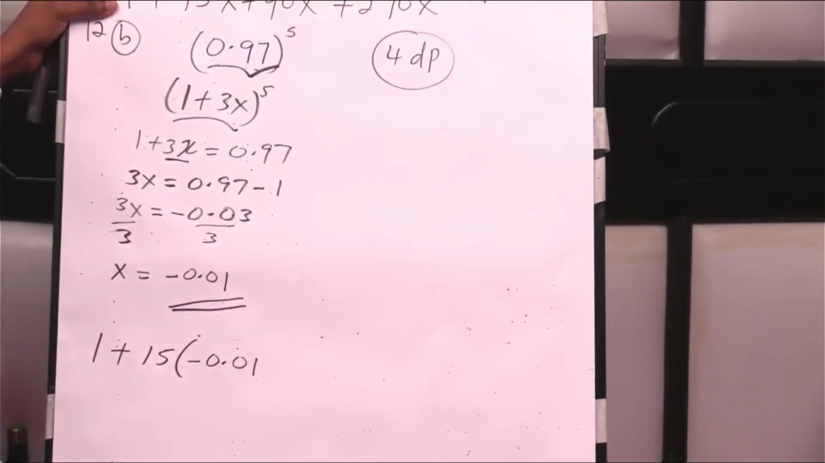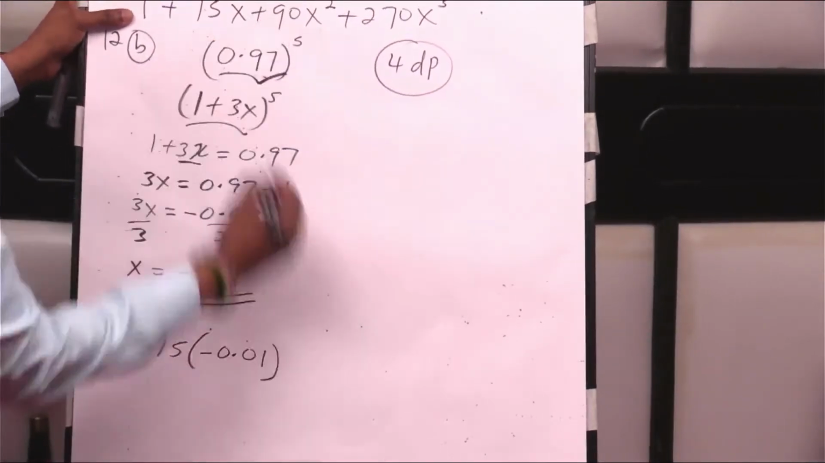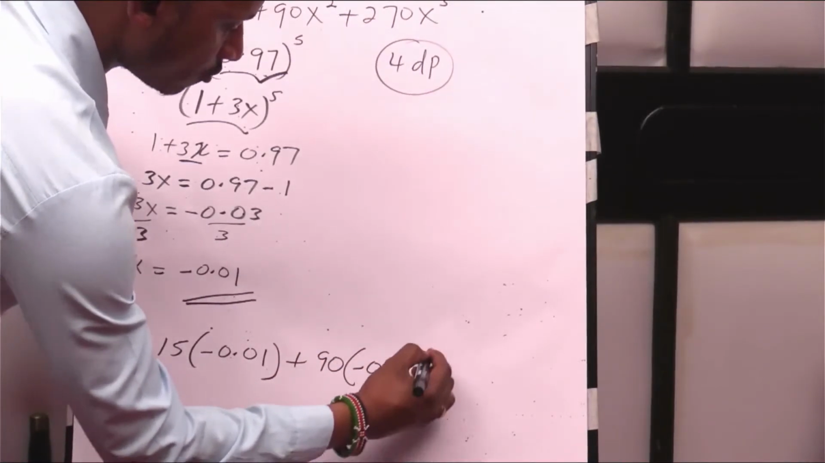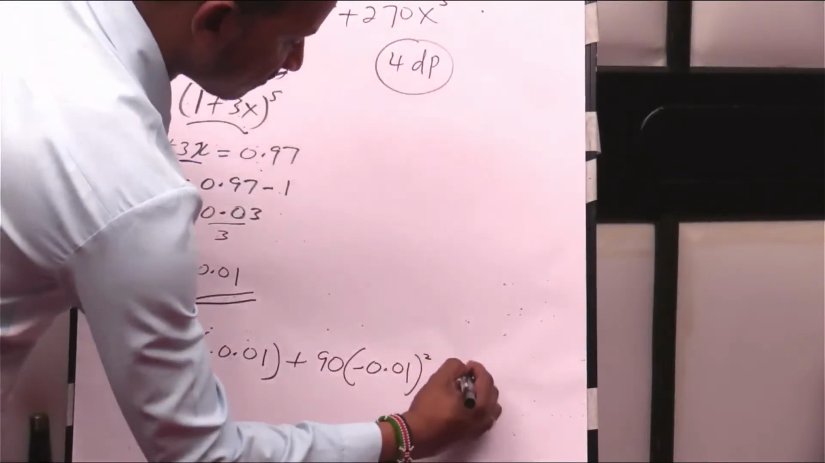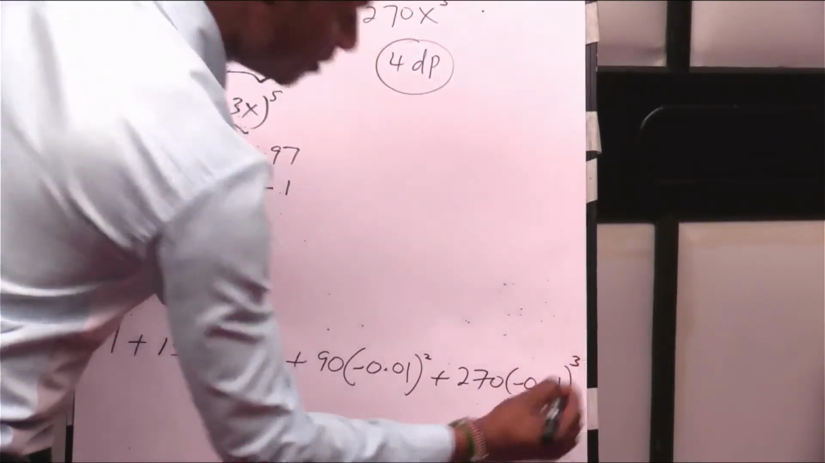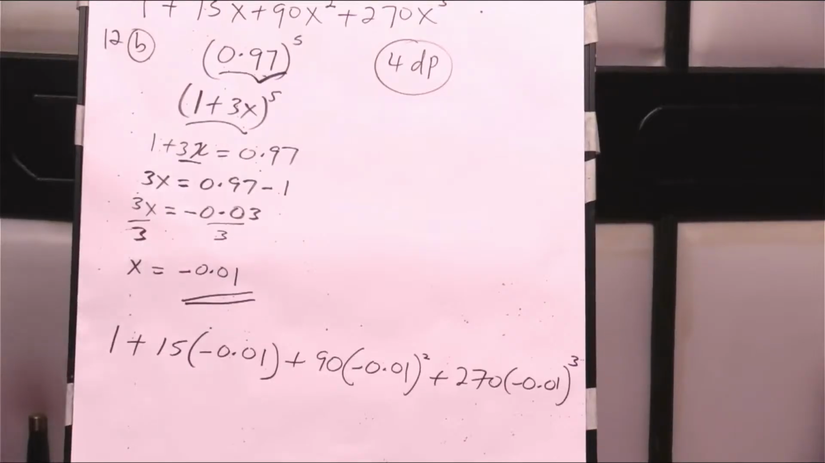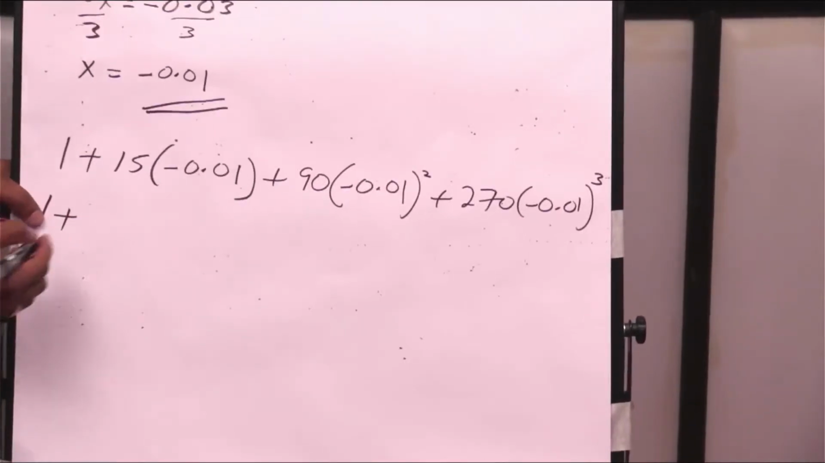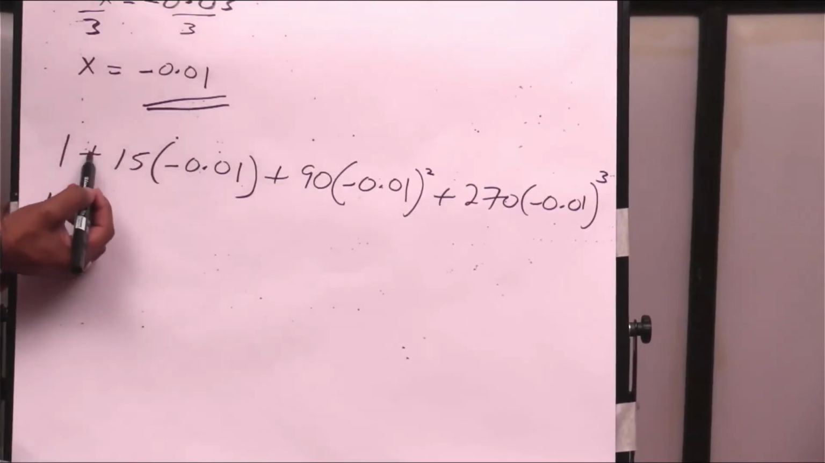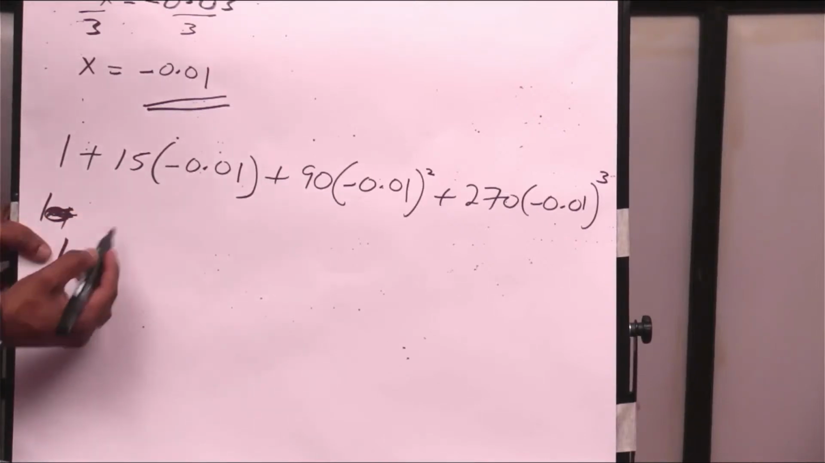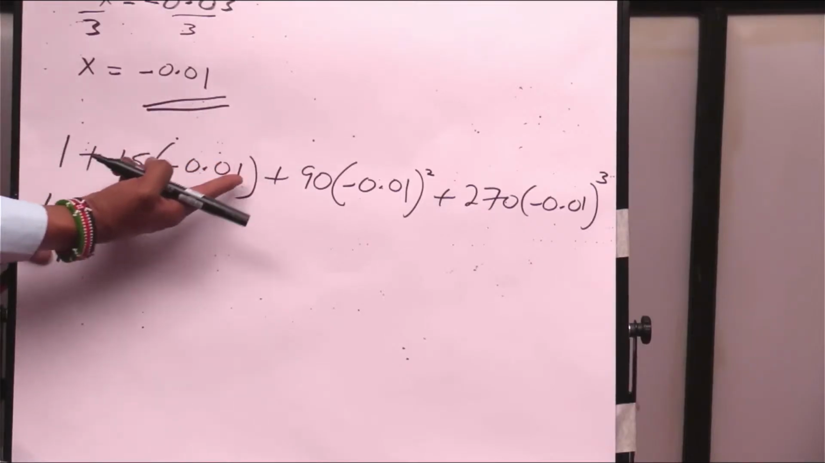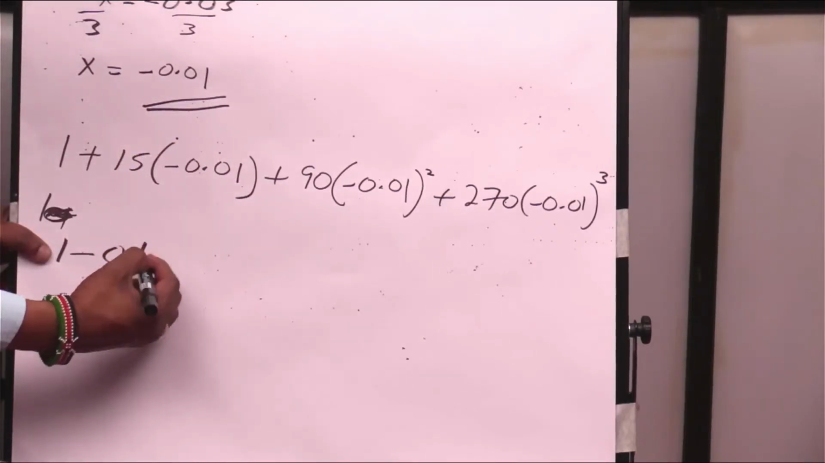Plus 90x squared, minus 0.01 squared, plus 270x, which is minus 0.01 cubed. So when you expand this, it becomes 1 plus, when you expand this, it becomes 1. Then we have 1 plus 15 times minus, becomes minus. But it is 15 times minus 0.01. So to 2 decimal places, it is 0.15.